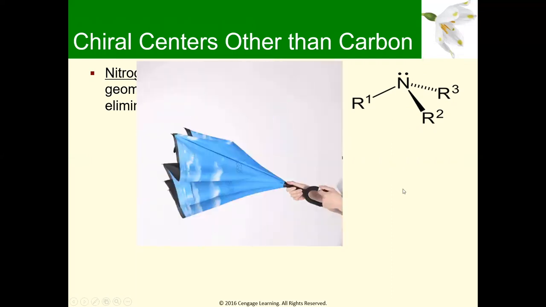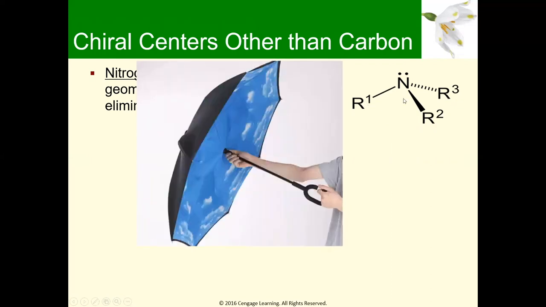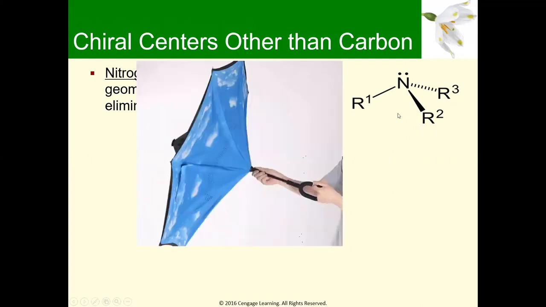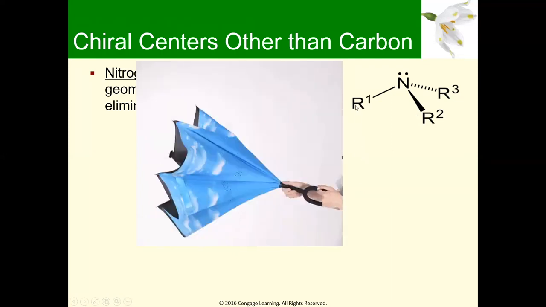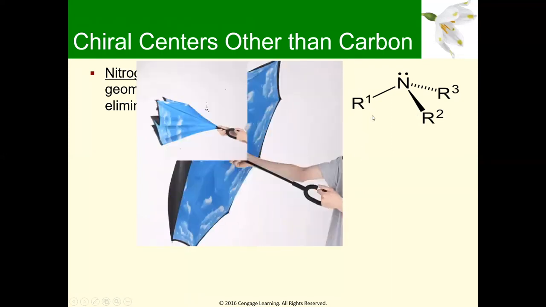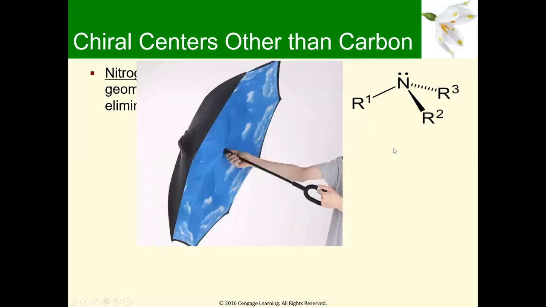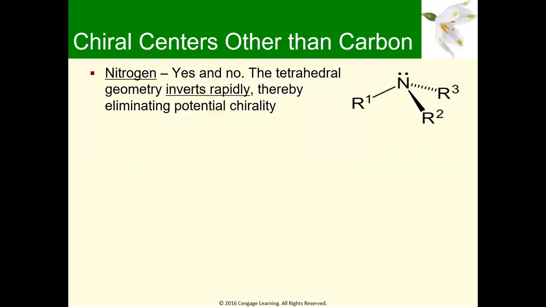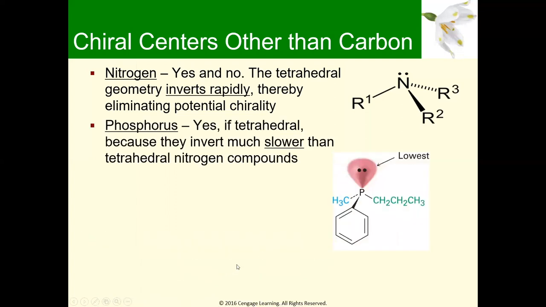It's like this animation here of an umbrella. Think of the nitrogen as the middle of the umbrella, and the 3 R groups are the cover of the umbrella, and what's going on is what you see in this animation. These R groups are flipping up and down, and that happens so fast that it disallows chirality in nitrogen containing molecules. So theoretically, yes, but in practice, not really. Okay, but there are other elements that can have tetrahedral geometry. Phosphorus is one of those. Phosphorus can be a chiral center if it's tetrahedral. Phosphorus doesn't have to have a tetrahedral geometry, but when it does, it can be a chiral center.